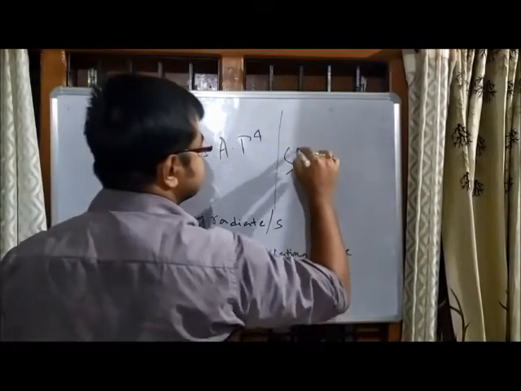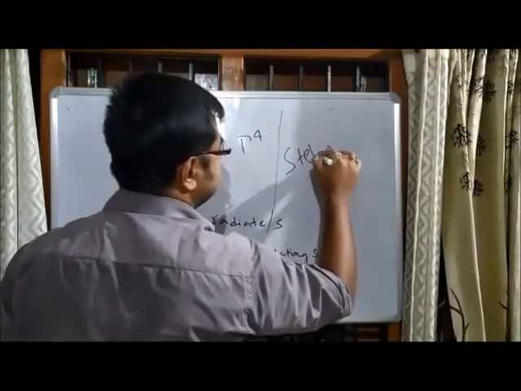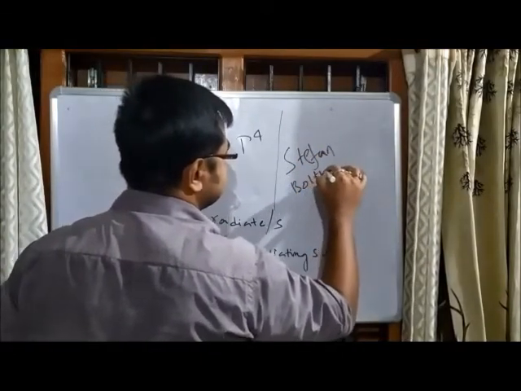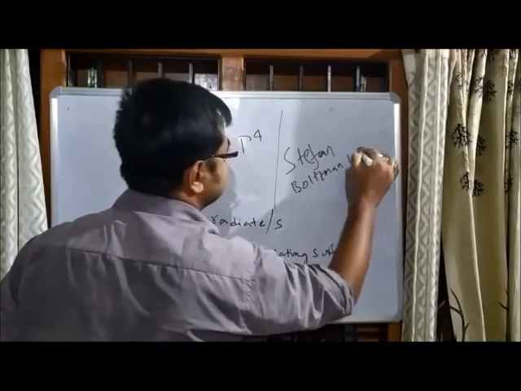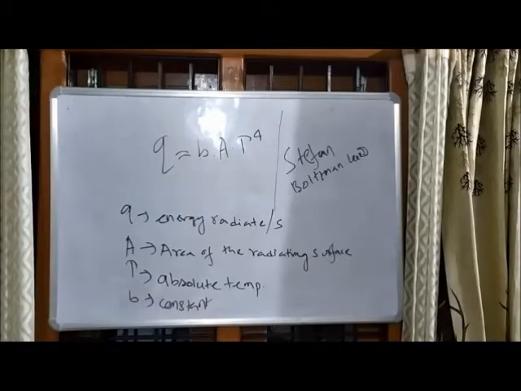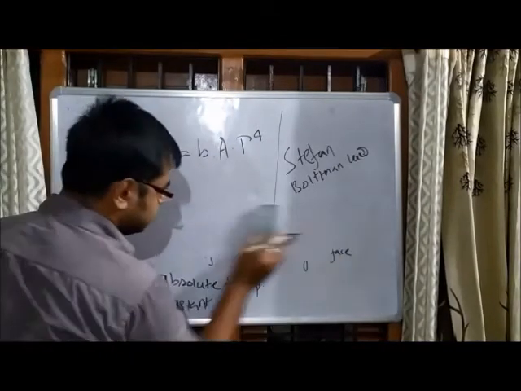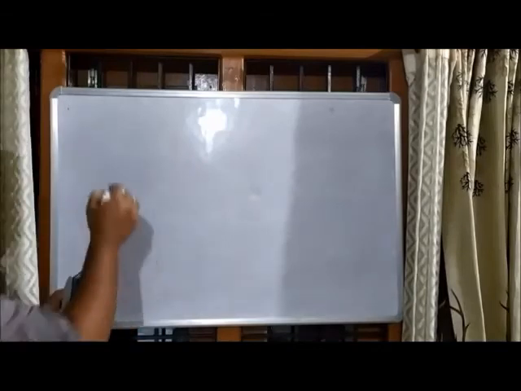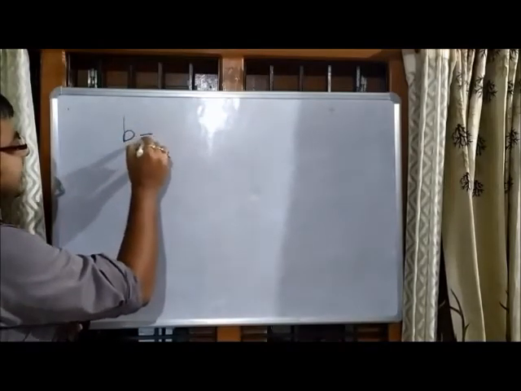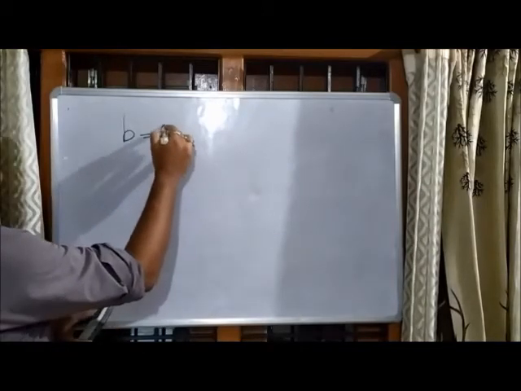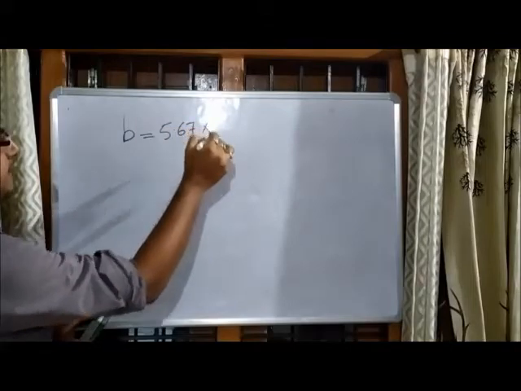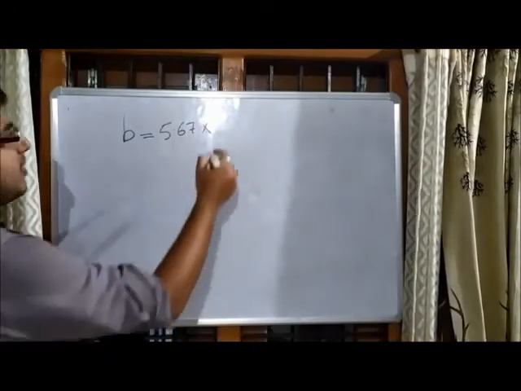This is the Stefan-Boltzmann law for black body radiation. Clear? Okay, now again, for black body radiation, the value of B is equal to 5.67 multiplied by 10 to the power minus 8.